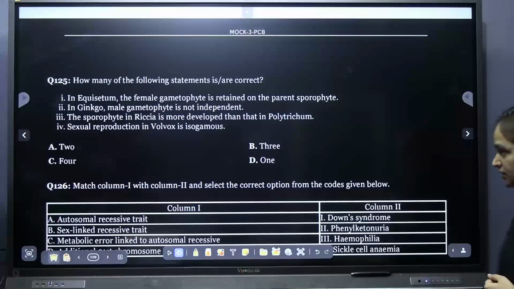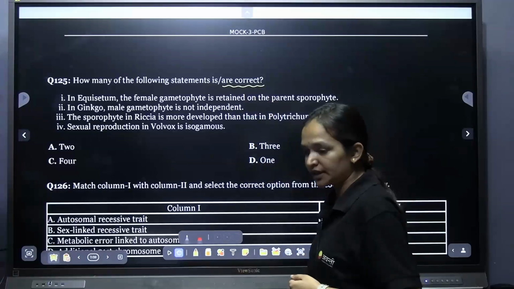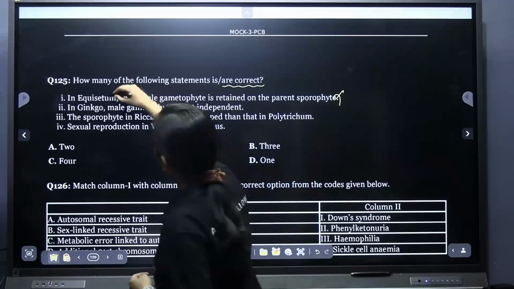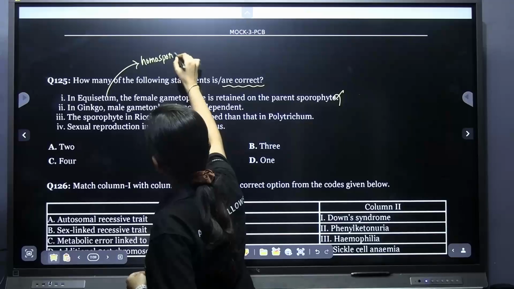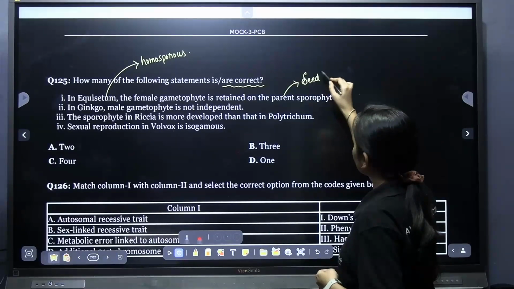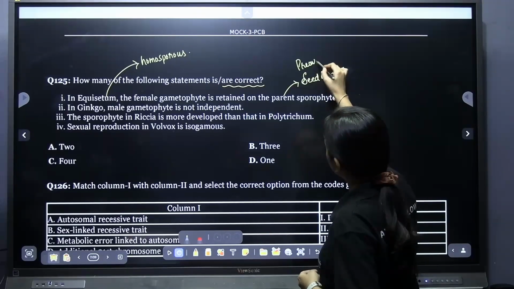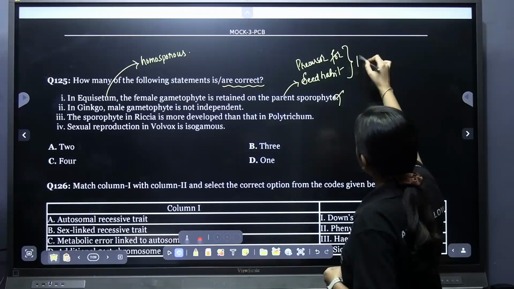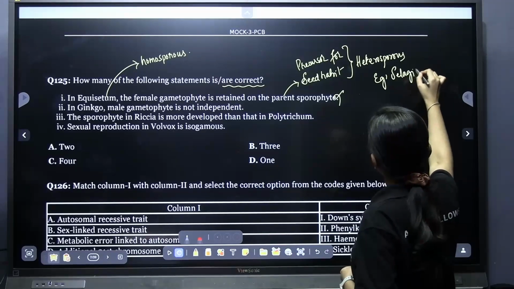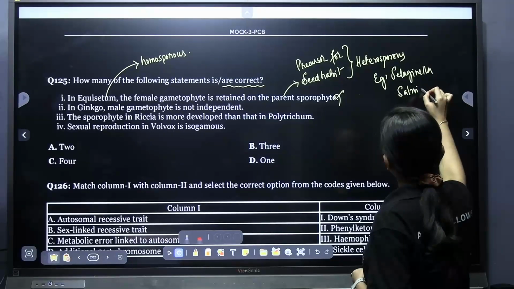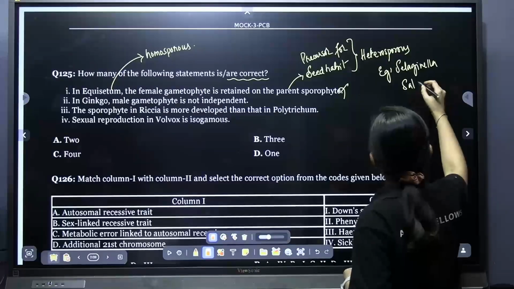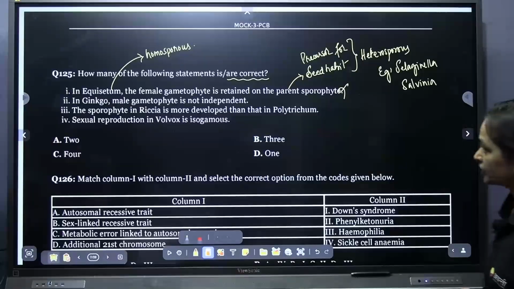How many of the following statements are correct? In Equisetum, the female gametophyte is retained in the parent sporophyte? No. Equisetum is actually homosporous. The female gametophyte retained in the parent body, that we call the seed habit, right? Seed habit, and the precursor for seed habit, where do we see this? We see it in heterosporous plants. Example, Selaginella and Salvinia. So, this is wrong.